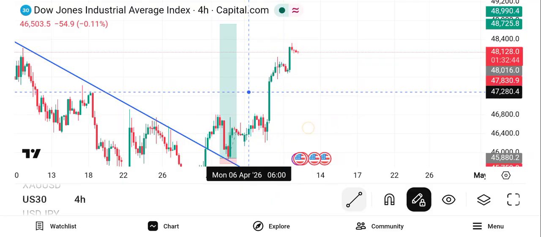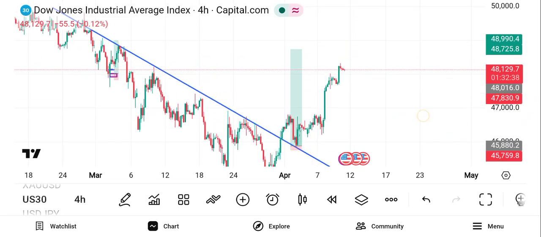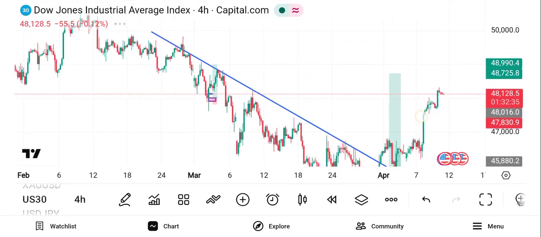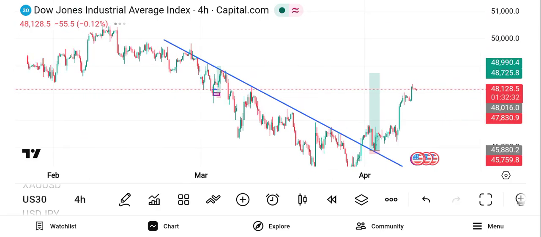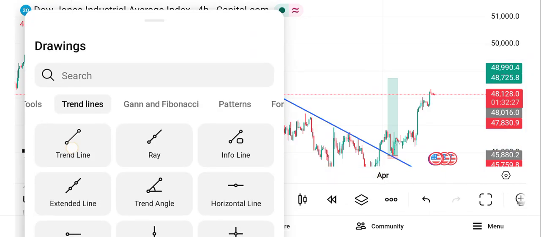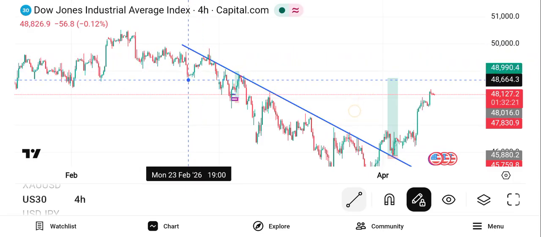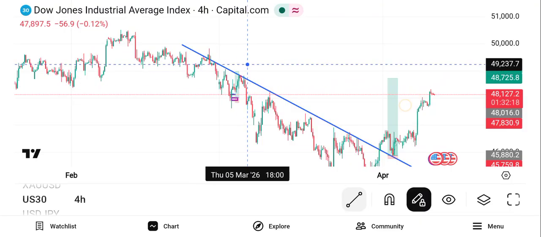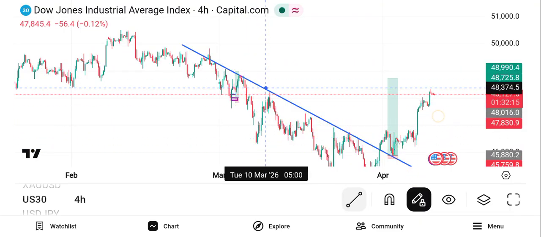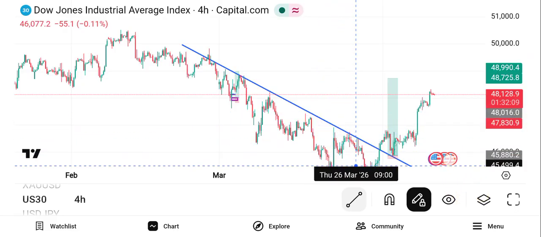When I switch to my 4 hour time frame, I see that market was trending down and maintaining a trend line pattern. A very clear indication that market was in a downtrend, which is indicated by a lower low, a lower high, a lower low, a lower high, and so on. So this is a clear indication that market was in a downtrend.